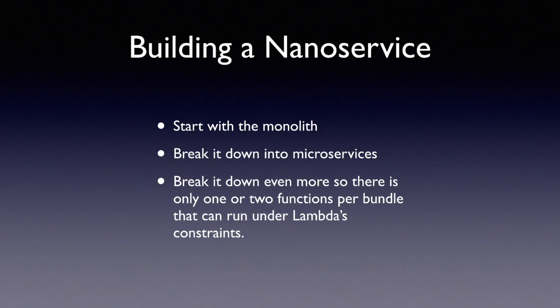Building a nano service is much like building microservices. You could start with your monolith, break it down into microservices, and then keep breaking it down until there are only one or two functions in each Lambda chunk, because that's about what's going to be able to run under Lambda's constraints. The maximum is 5 minutes. Now, 5 minutes is actually a really long time, but that's when you're going to start getting into the higher billing. So you really want to try to keep it down to just a couple of seconds if you can for running each Lambda function.